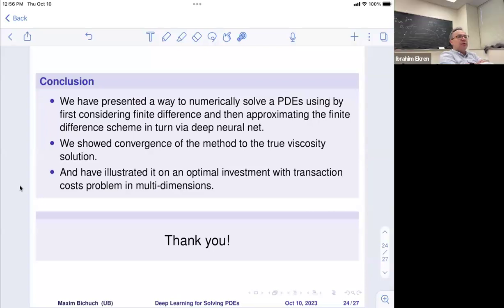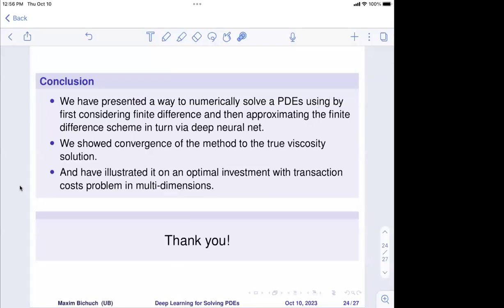Okay. Rene has a question. Thank you. Can you hear me? Yep. So why do you choose to approximate the finite difference solution by a neural network? Why not modify the value function so it would be smooth? You still control the error and then approach the modified version by a neural network. How would that compare?